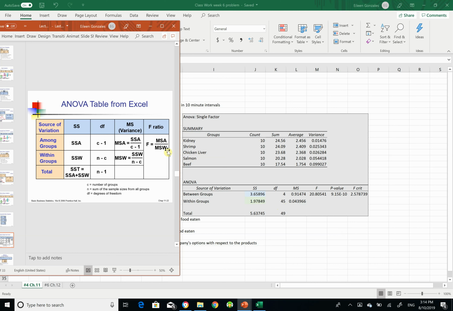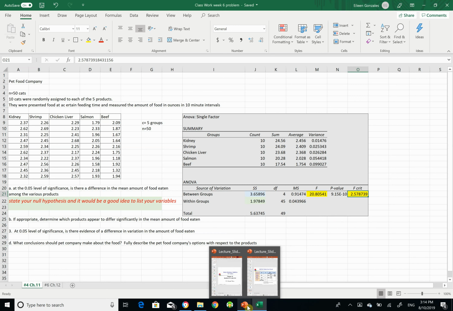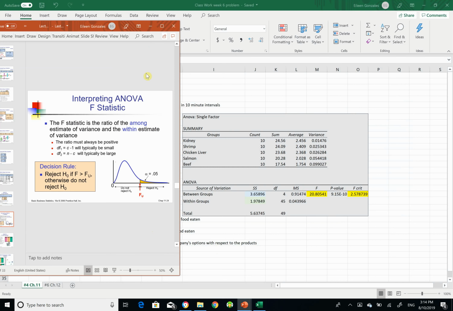And so our F ratio is just 0.91474, our MSA, divided by 0.043966, which is our MSW. And that gives us this F ratio. Now, our F critical is determined by the appendix in the back of your book. You should be able to find that given your degrees of freedom and your alpha value. So that is what I wanted to cover for problem number 4.